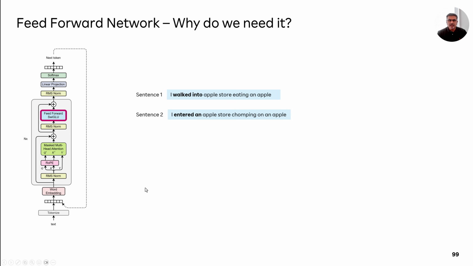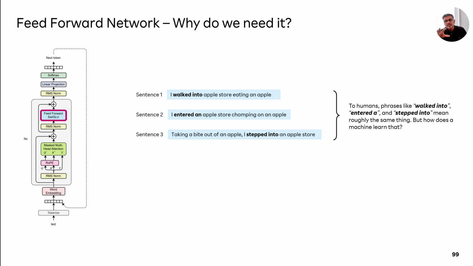Let's look at another sentence. I entered an Apple store chomping on an apple. Let's look at a third sentence. Taking a bite out of an apple, I stepped into an Apple store. Now, to a human, walked into, entered a, stepped into, more or less mean the same thing. Now, self-attention, of course, has swung the feature dimension values up and down based on the occurrence and the position of the words and the context in which they appear and all that.